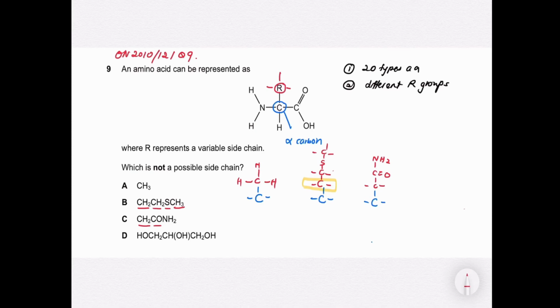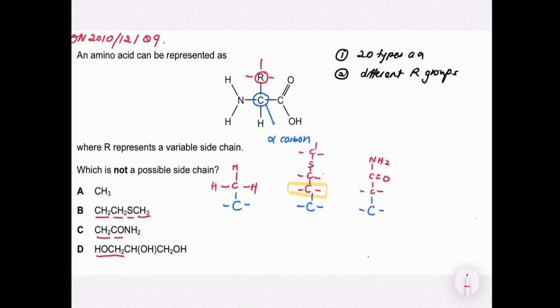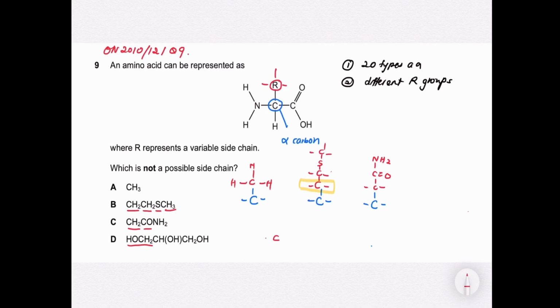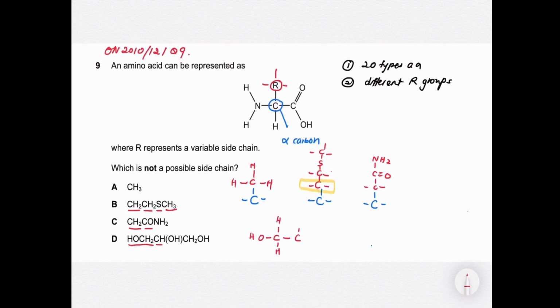You can see that the R group is actually very long. Okay, so the first part we have COH and H2, and it's attached to another CH. So let's draw it out. By drawing the first section, you will realize that it's already saturated the bonds. So from the look of it, it is unlikely that it has any free bonds that can be attached to the alpha carbon. Therefore, this is not a possible side chain. So the answer will be D.